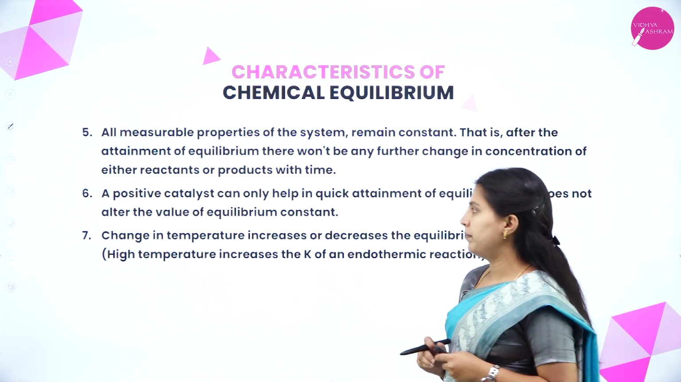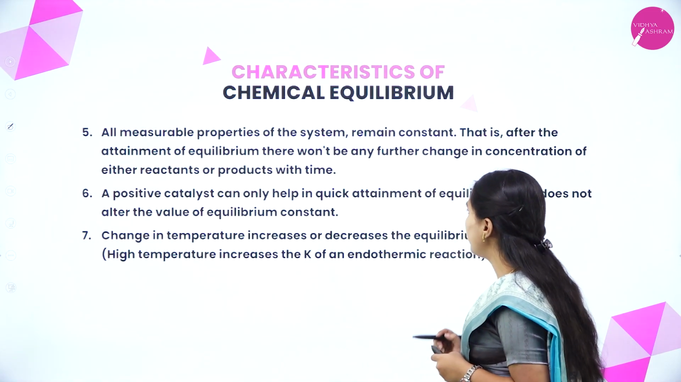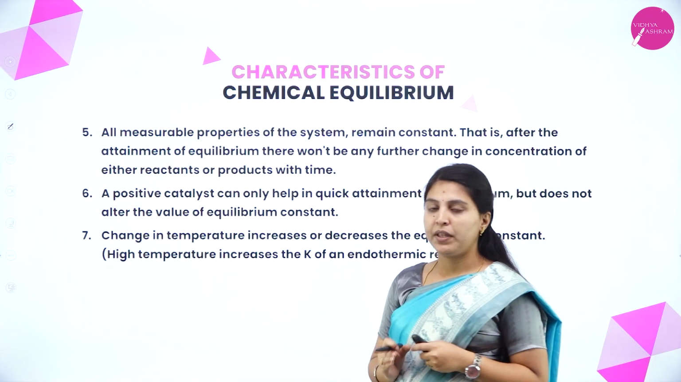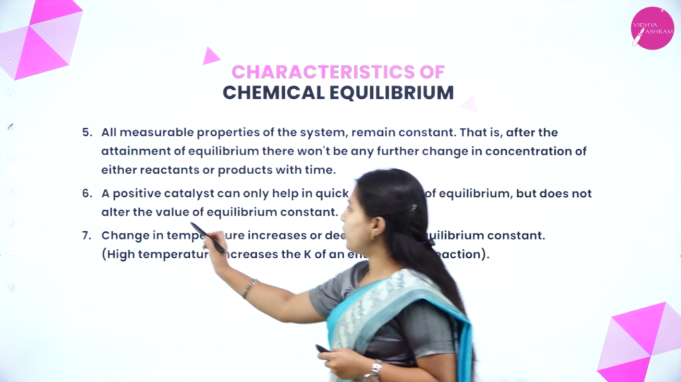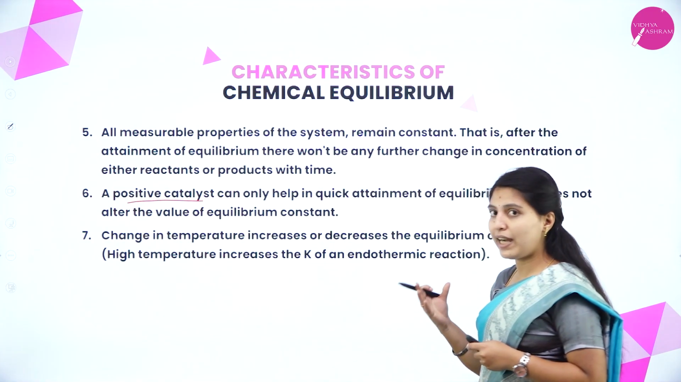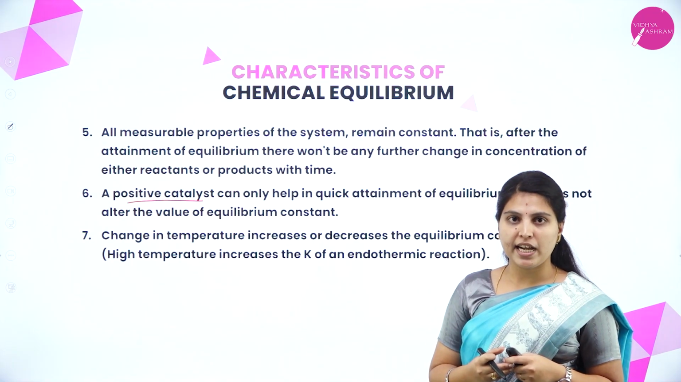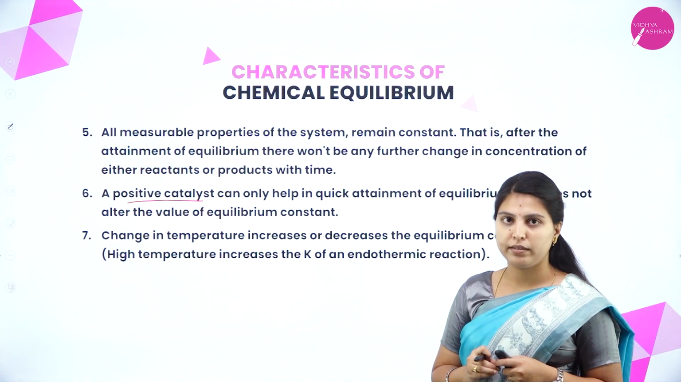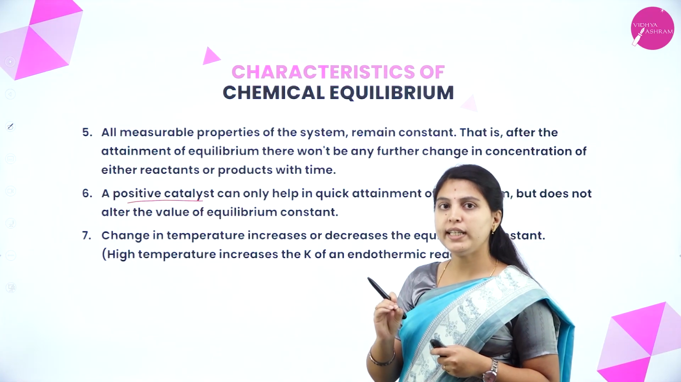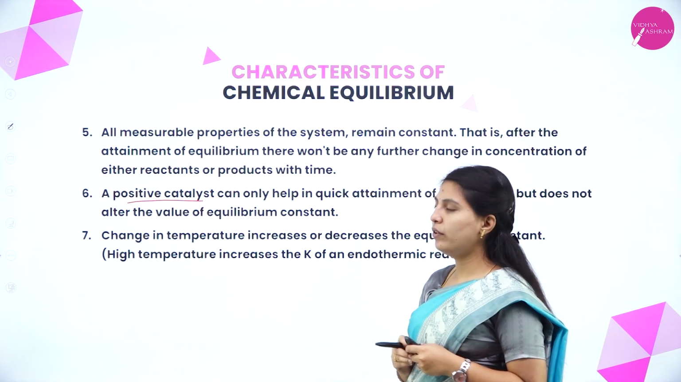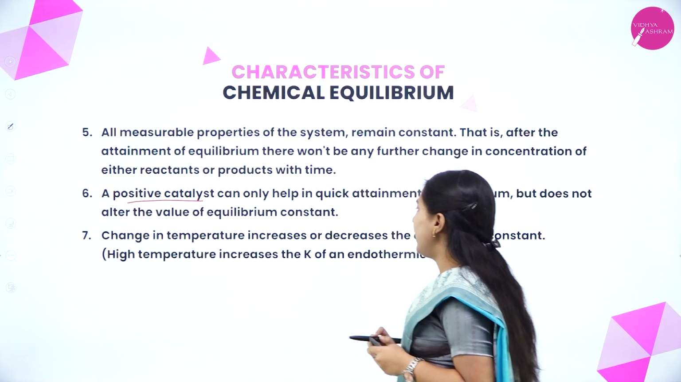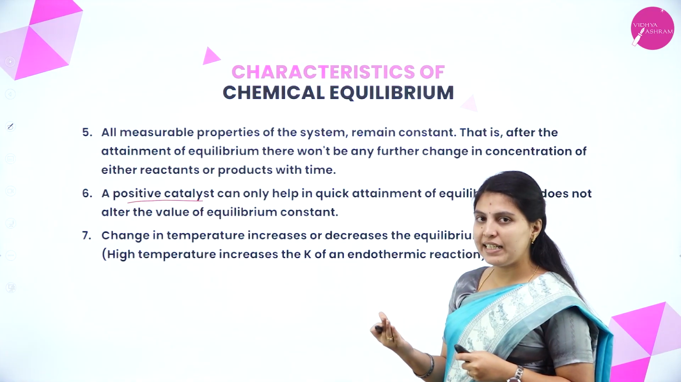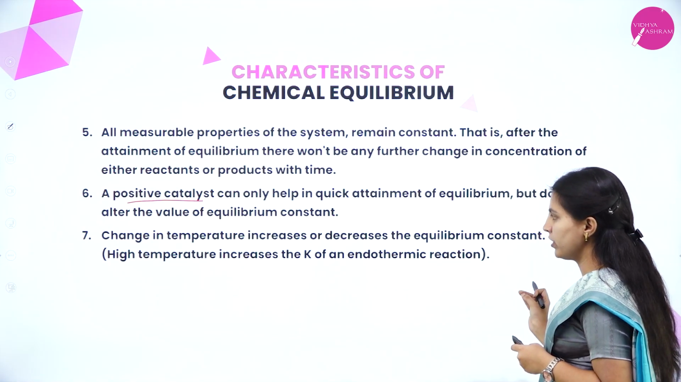It will be constant. A positive catalyst can only help in quick attainment of equilibrium but does not alter the value of the equilibrium constant. After attaining equilibrium, if you add a positive catalyst, what will happen? Quick attainment means the reaction can complete quickly, but it will not alter the value of the equilibrium constant. A positive catalyst will alter only the time, not the value of the equilibrium constant. Change in temperature will increase or decrease the equilibrium constant.